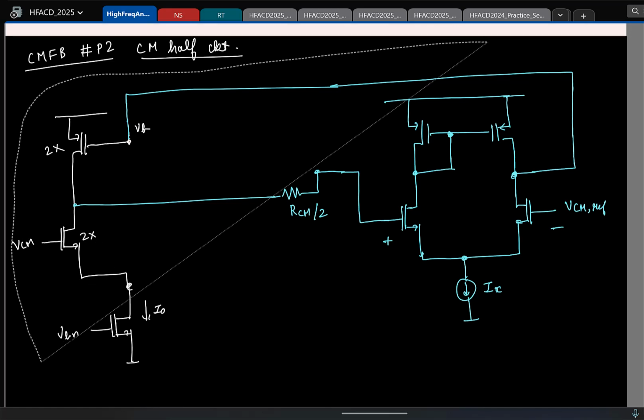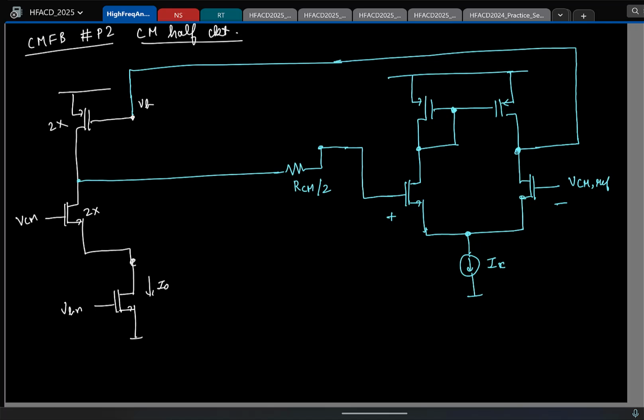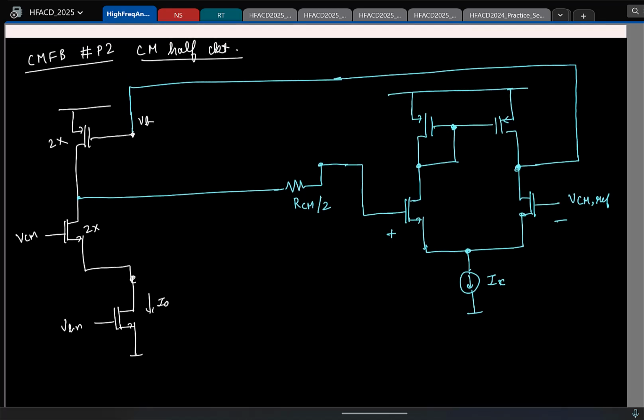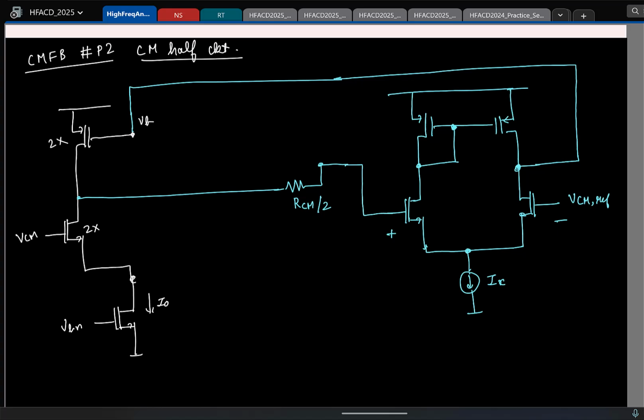So now look at this common mode half circuit and tell me if this resembles something that you have already seen. Folded cascode. Why folded cascode? Remember that I have a 5 transistor OTA. The output of this goes to the gate of a PMOS and we are tapping the final output from the drain. It's a 2-stage OTA that we have seen, right?